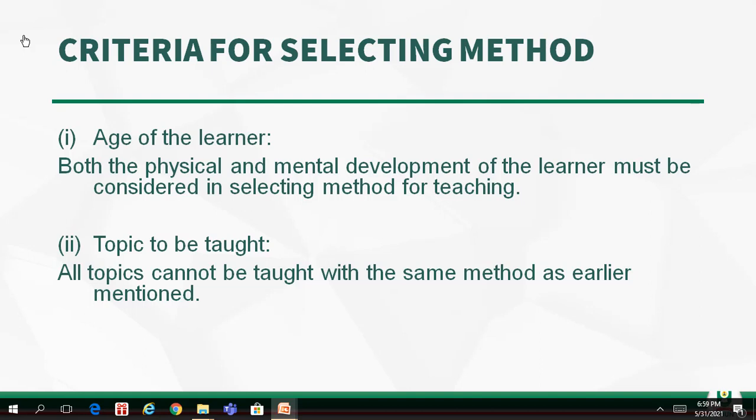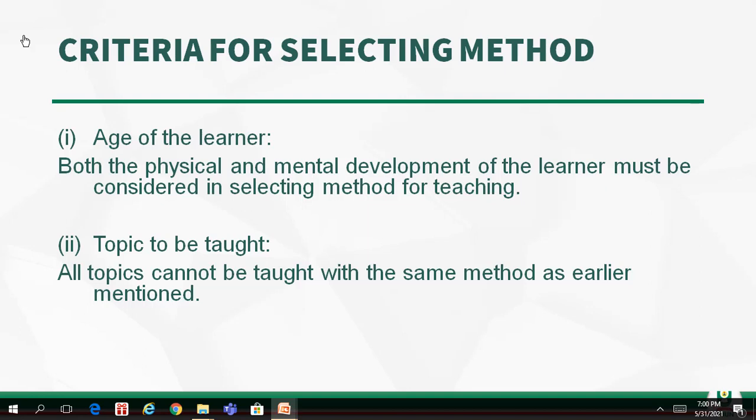What are these things? The age of the learner. The student you are going to teach, what is their age? If you use a particular method, is it going to fit the concept you are going to teach them with the age? So you need to know the age of the student before you can choose the topic, because both the physical and mental development of the learner must be considered in selecting the method for teaching.